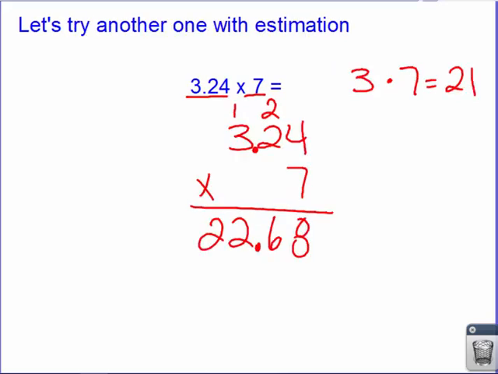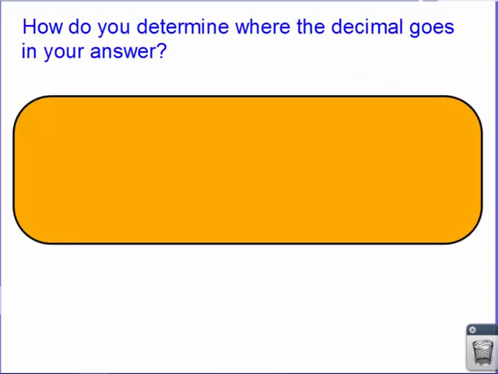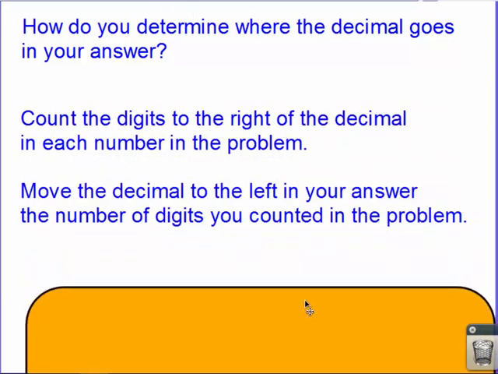In our second problem, we had two numbers. So how do I determine where my decimal is going to go in the answer? Well, that's when we have a rule. The rule is you count the digits to the right of the decimal in each number in the problem.